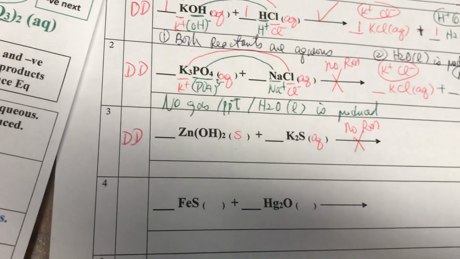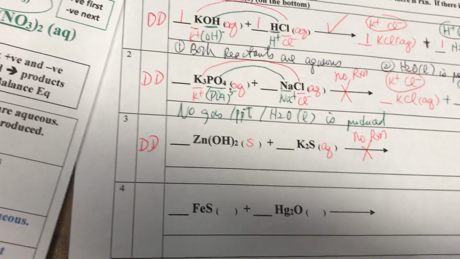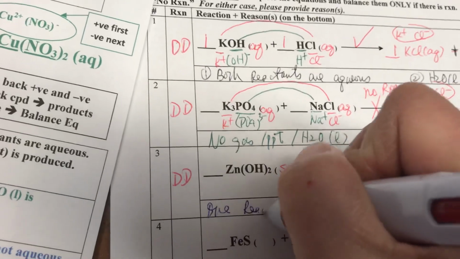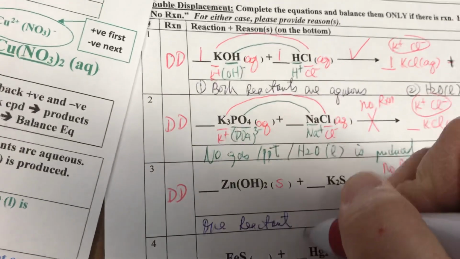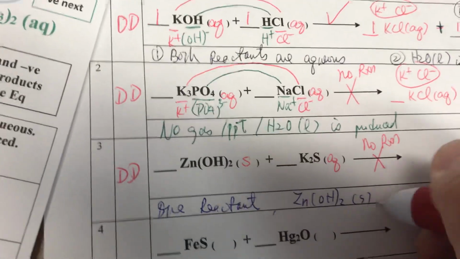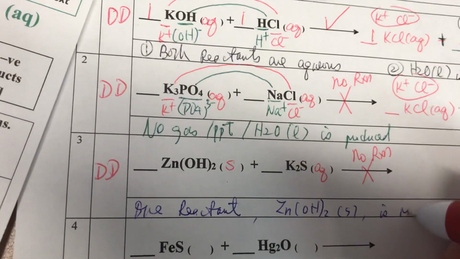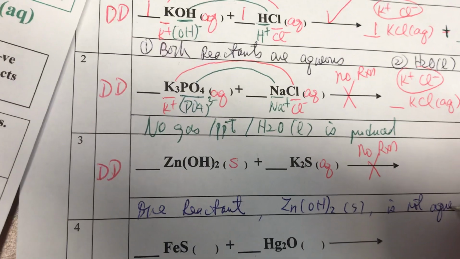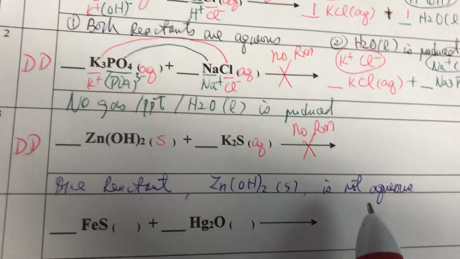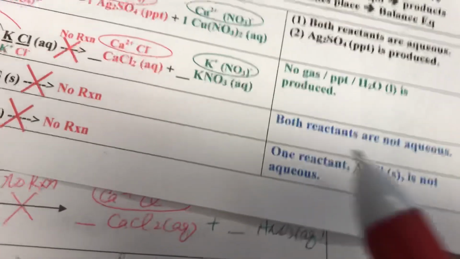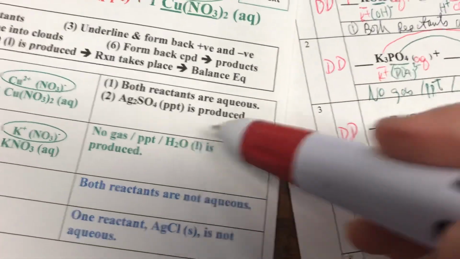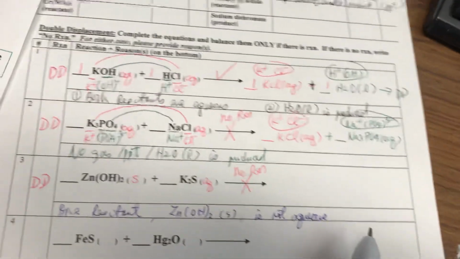And then the reason you're going to write, okay, one reactant, you're going to tell me which one. Okay, one reactant, zinc hydroxide, solid, is not aqueous. So if you say one reactant, you have to tell me which one, particularly. If this is both reactants, you can just say both reactants are not aqueous. So the step here, the reason here, I follow from the worksheet.